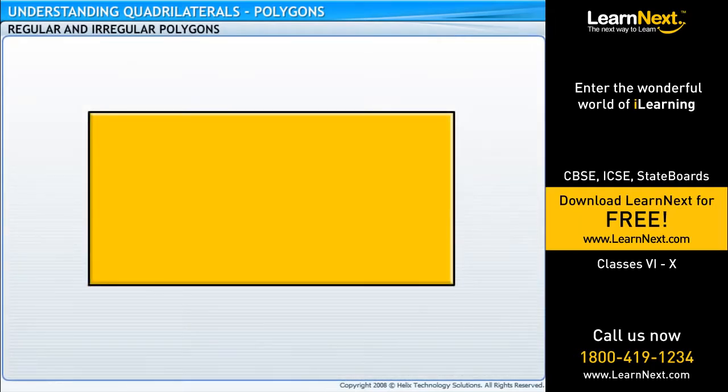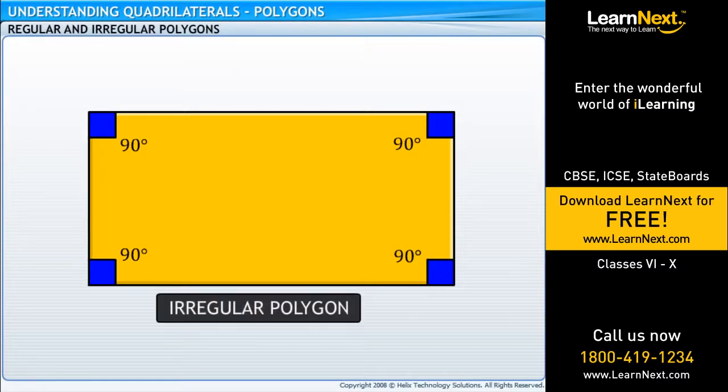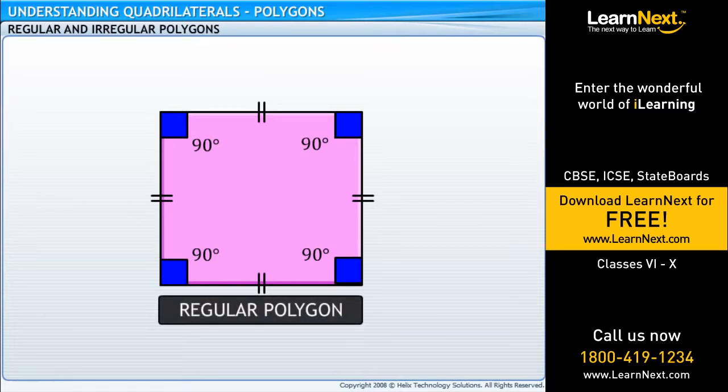For example, take a rectangle. Here, the interior angles are equiangular, but the sides are not equal to each other. Therefore, it is an irregular polygon. Whereas, a square with all sides and angles equal is a regular polygon.